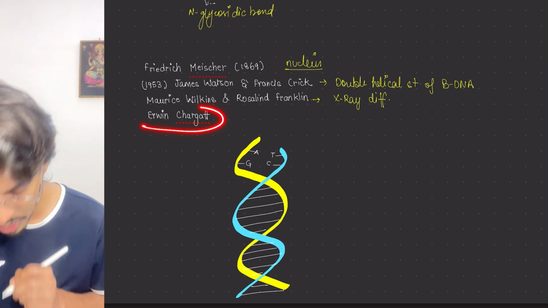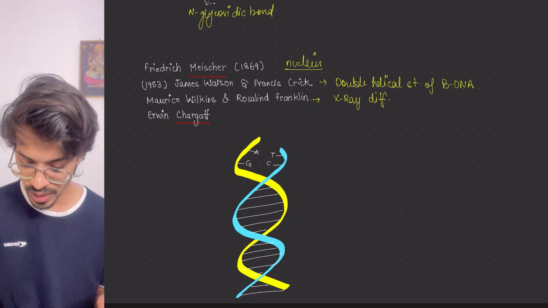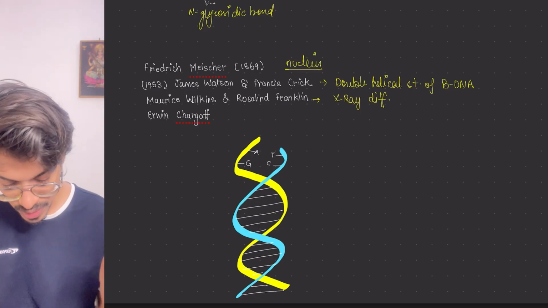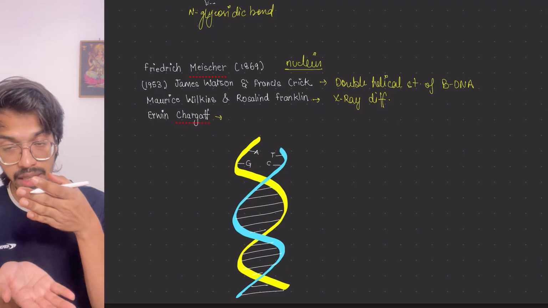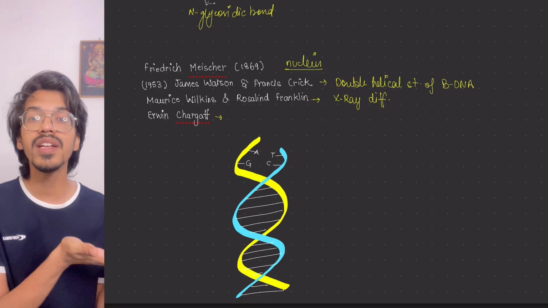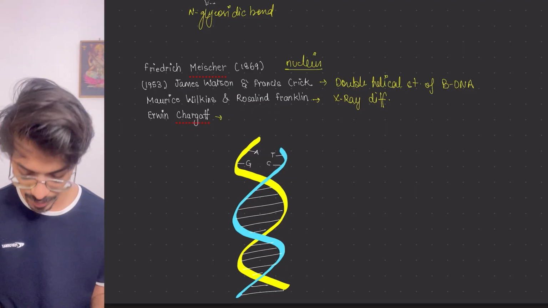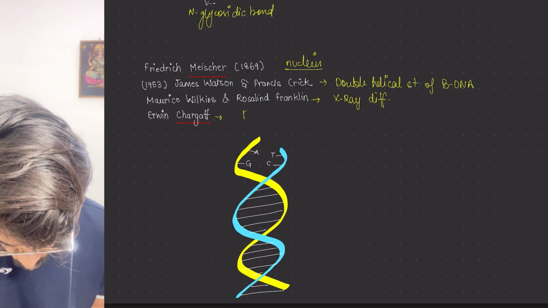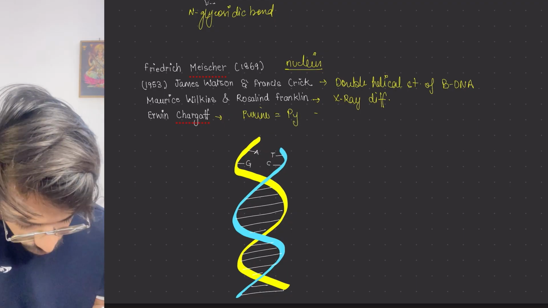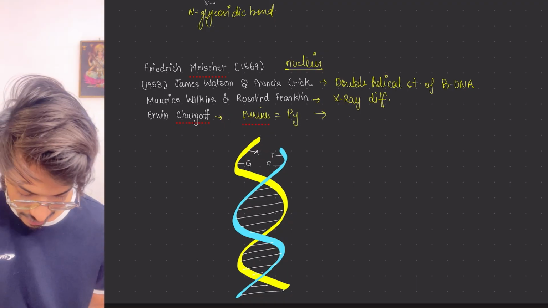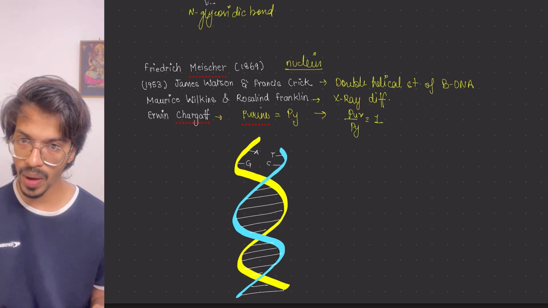Okay, and later on there is a person called Erwin Chargaff who gave what? He gave the Chargaff rules. In Chargaff's rules, what happened? He told about the amount of purine and pyrimidine, how much it would be. So he gave that purine will be equal to pyrimidine, and if we write it, purine upon pyrimidine will always be 1.